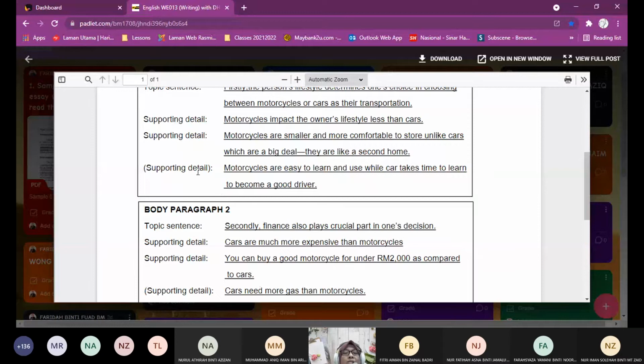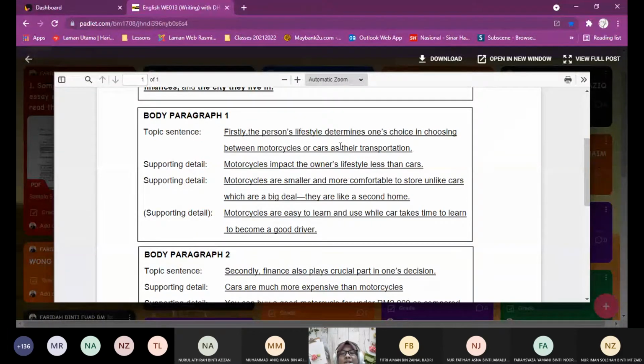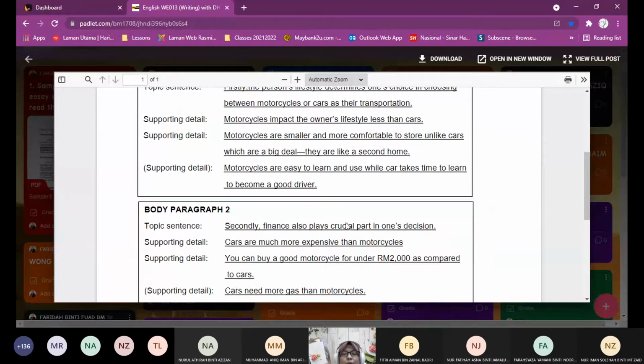Okay, and the last one, the supporting detail here is in brackets because it is optional. So if you have more than two supporting details, it's okay. It's not wrong, because if you are able to elaborate this supporting detail by giving examples and so on, then this paragraph is more than enough for the length. So if you have more, just go ahead, but you must make sure it supports the topic sentence here. It must tally, so you have to look back whether it tallies or not.